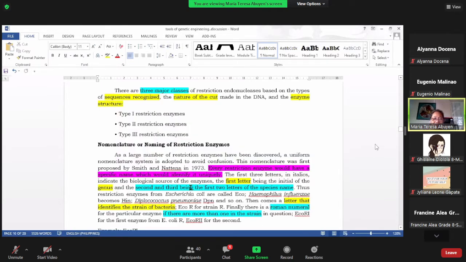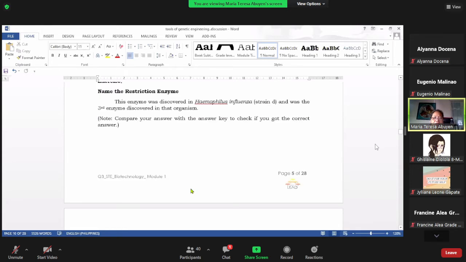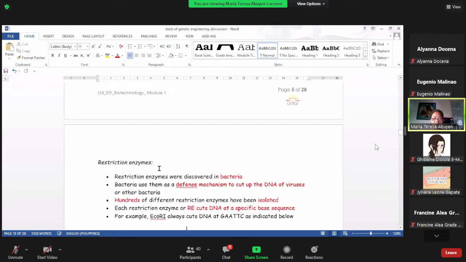At least you already know how to write the name of the restriction enzyme, or how restriction enzymes are named. Okay, so more on restriction enzymes. Restriction enzymes were discovered in bacteria. What is the use of restriction enzymes in bacteria? Bacteria use them as a defense mechanism to cut up the DNA of viruses or other bacteria.